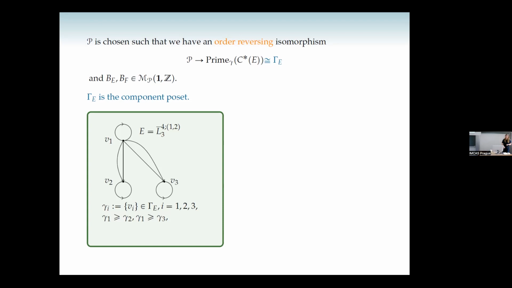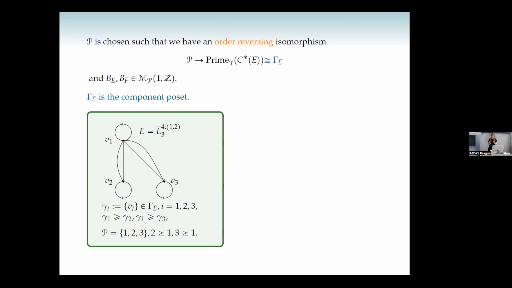And then they order it like this, saying that gamma 1 is greater than gamma 2 if you can find a path from a vertex inside here, meaning V1, to a vertex inside here, meaning V2. You can find one from V1 to V2, so you have this order here, and 1 to 3, so we have this order here, and nothing else. Okay, so now we have to relate it to a partially ordered set.